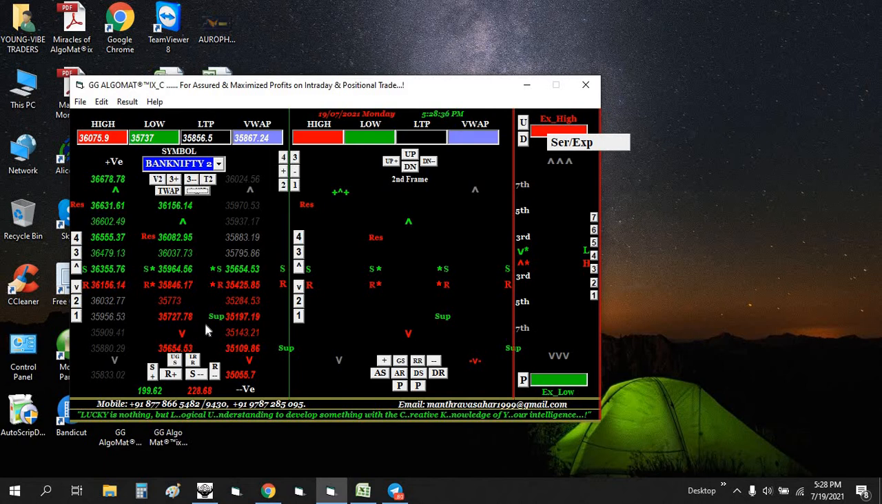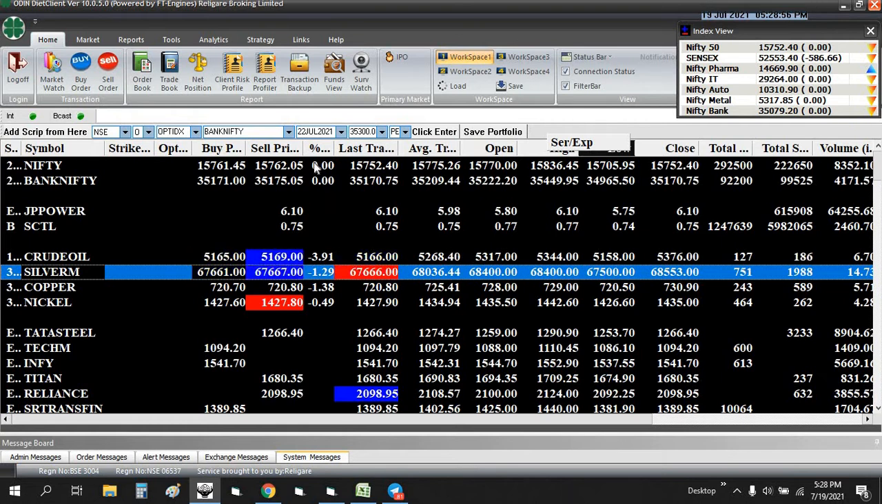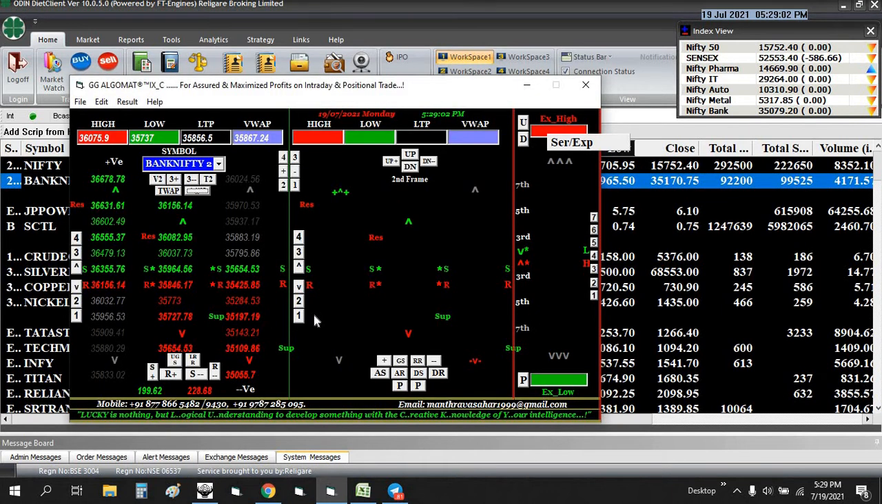See here, whenever the market is opening on the green side, the particular trend for the day is completely positive. And when the market is opening on the red side, the complete trend is downside. So what is the open price for Bank Nifty today? The open price was 35,222, right?